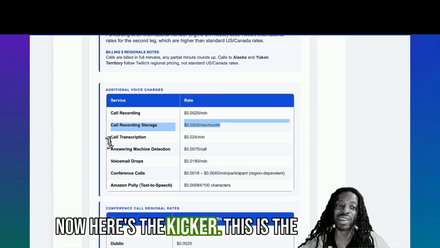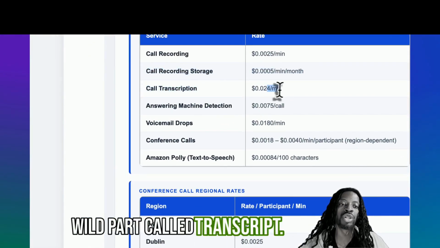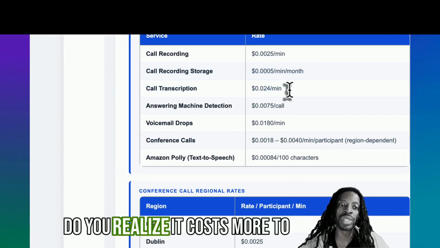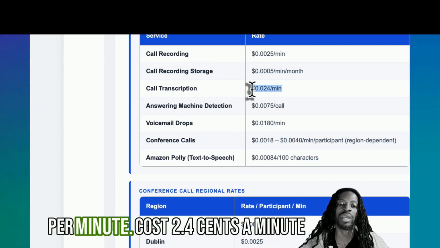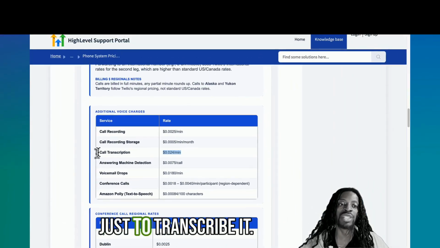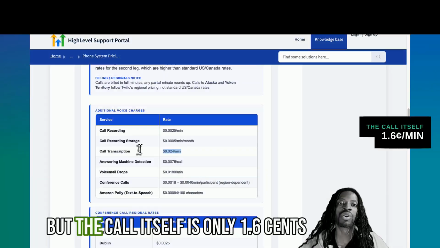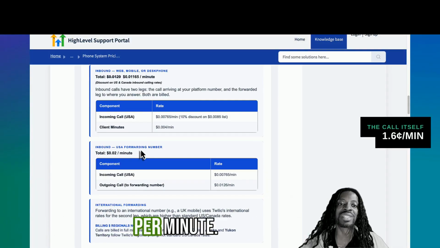Now here's the kicker. This is the wild part. Call transcript. Do you realize it costs more to transcribe a call, which is 2.4 cents per minute? It costs 2.4 cents a minute just to transcribe it. But the call itself is only 1.6 cents per minute.